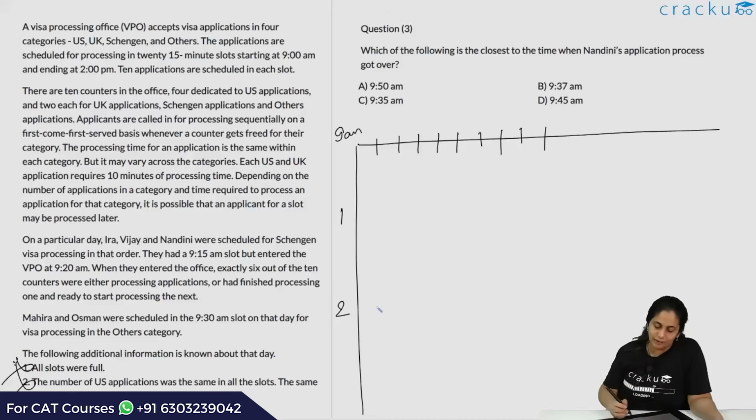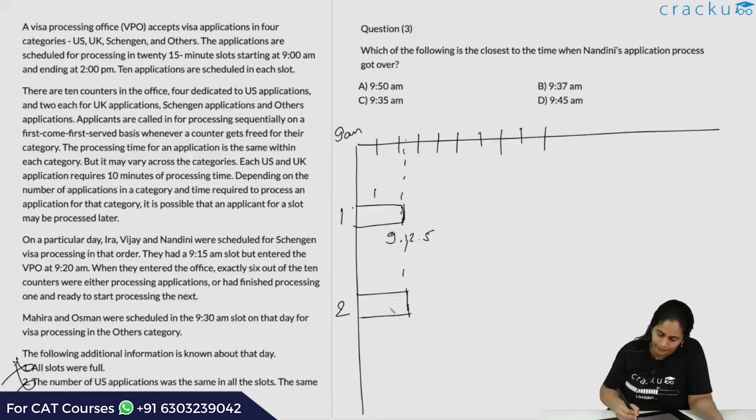So for the first 3 applicants, it is going to take 12.5 minutes each. So this is 1, 2, and 12.5 would be over here, somewhere in the middle. This is over at 9:12.5. This is the first slot, first guy. This is the first slot, second guy. This is also done at 9:12.5. Then the first slot, third applicant will be processed and that will be done by 9:25. So by 9:25, the third applicant of the first slot is also done.